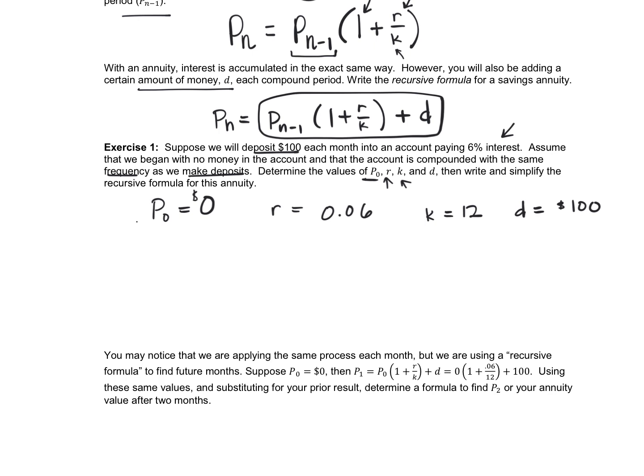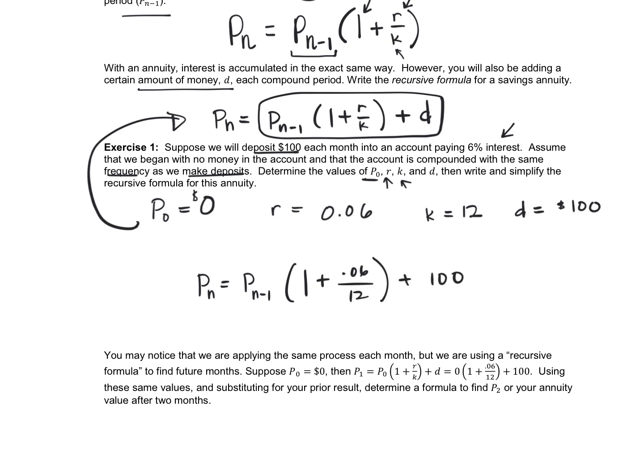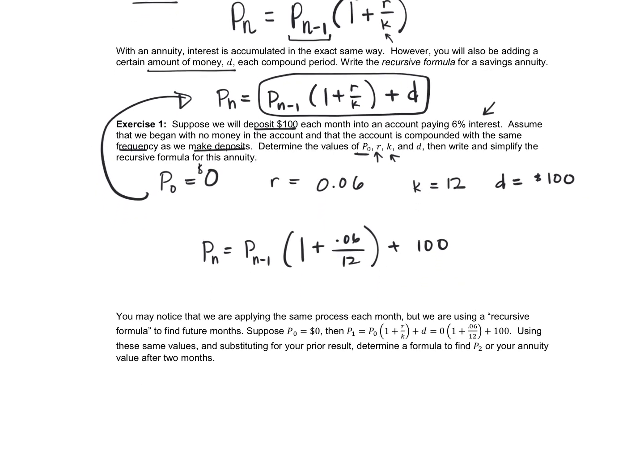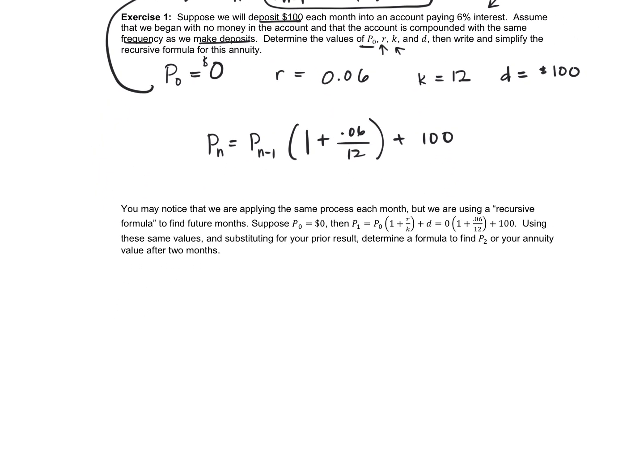And so if we want to plug in some of that information, what we're going to say then is that P sub n is equal to P sub n minus 1 times 1 plus that 0.06 over 12, plus that $100. So that's our situation, so you could see it with those real numbers. And so if we apply the same process each month, we're going to be using the recursive formula to find the future months. So it restates what we have here, that P naught will be 0.